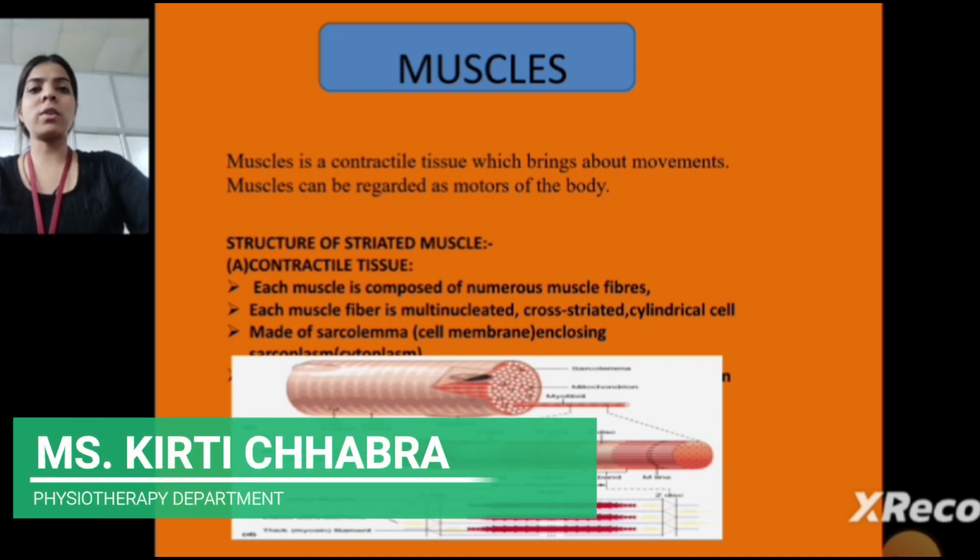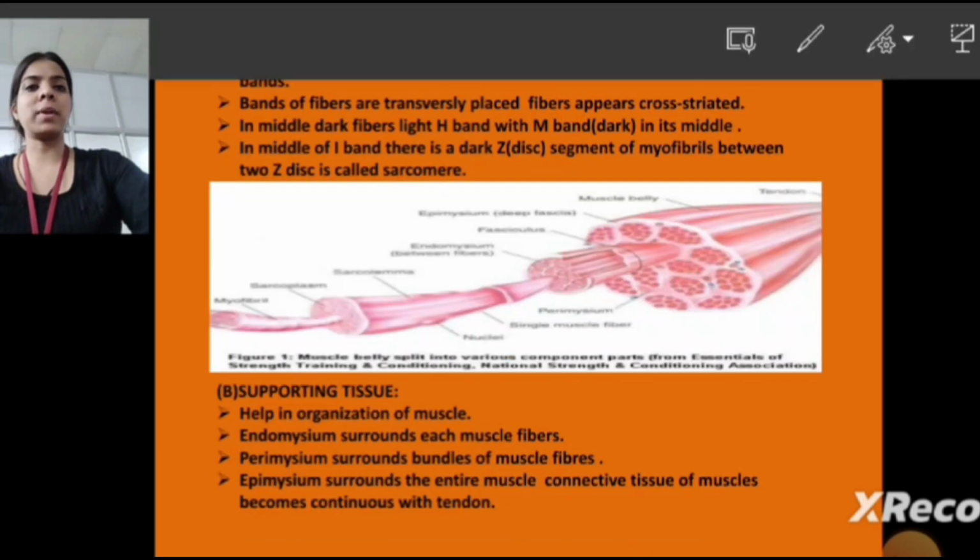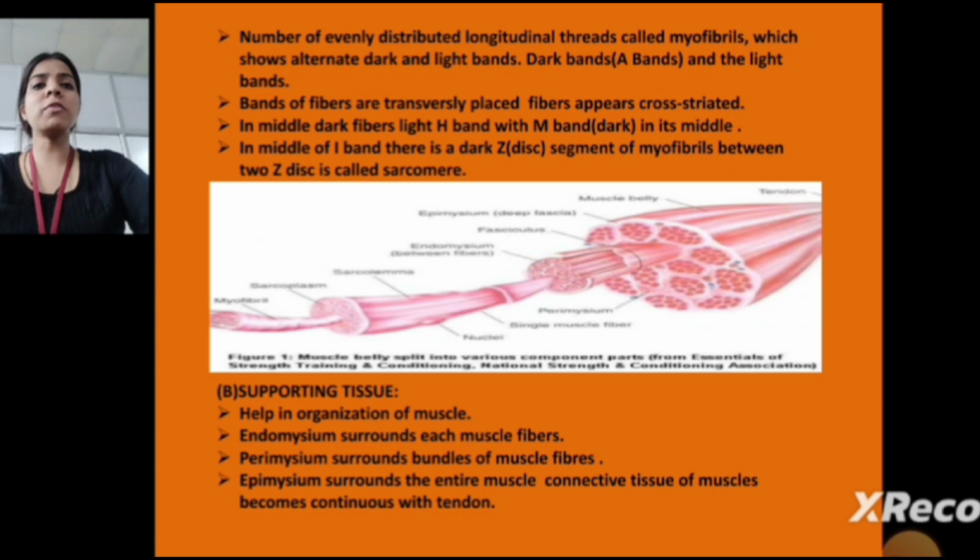First is the contractile tissue. Each muscle is composed of numerous muscle fibers. The muscle fiber is multinucleated, cross-striated, and is made up of the sarcolemma, that is the cell membrane. Next we have a number of evenly distributed longitudinal threads called myofibrils, as shown in the figure, which show alternate dark and light bands. The bands are transversely placed, so the fibers appear cross-striated.